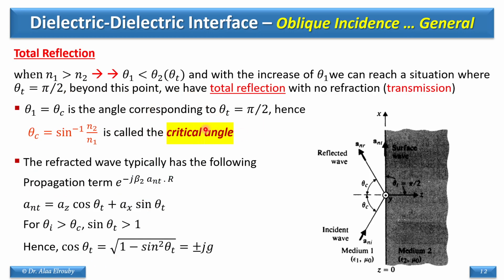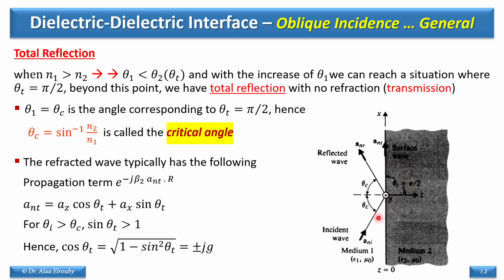Also, one concept that is new is called the concept of critical angle or total reflection. From Snell's law of refraction, if n1 is greater than n2, so epsilon relative 1 is larger than epsilon relative 2, then theta 1, the angle in media 1, will be smaller than theta 2, theta transmitted. So let us assume that we keep increasing the incident angle, so the incident angle is getting larger and larger.